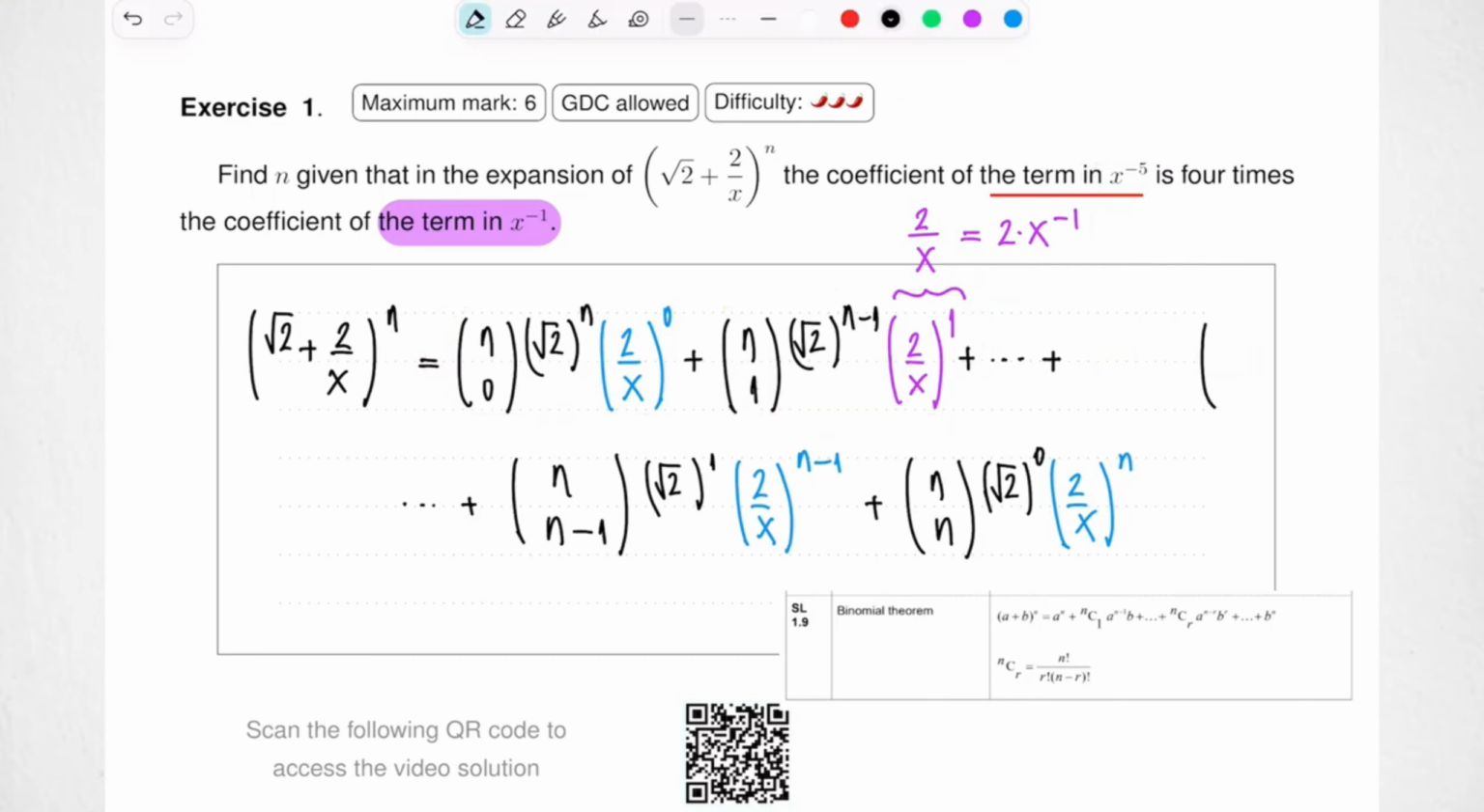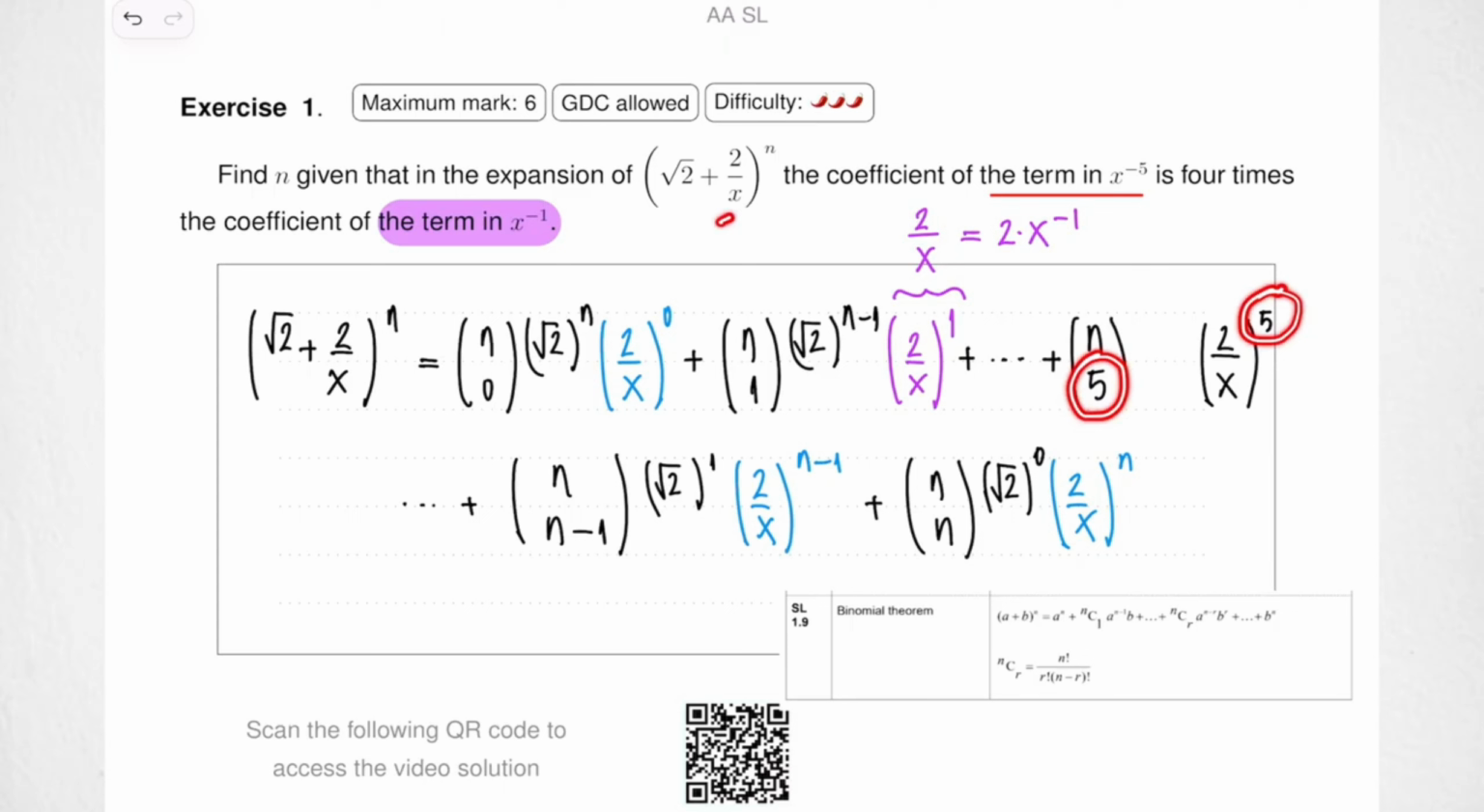Specifically when we have a 2 over x to the 5th power, which means that we're going to have n choose 5 as well, given that it's this 5 that shows up in the exponents of b, and also times root of 2 to the n minus 5. And this continues. So color coding again, this is the term in x to the negative 5.